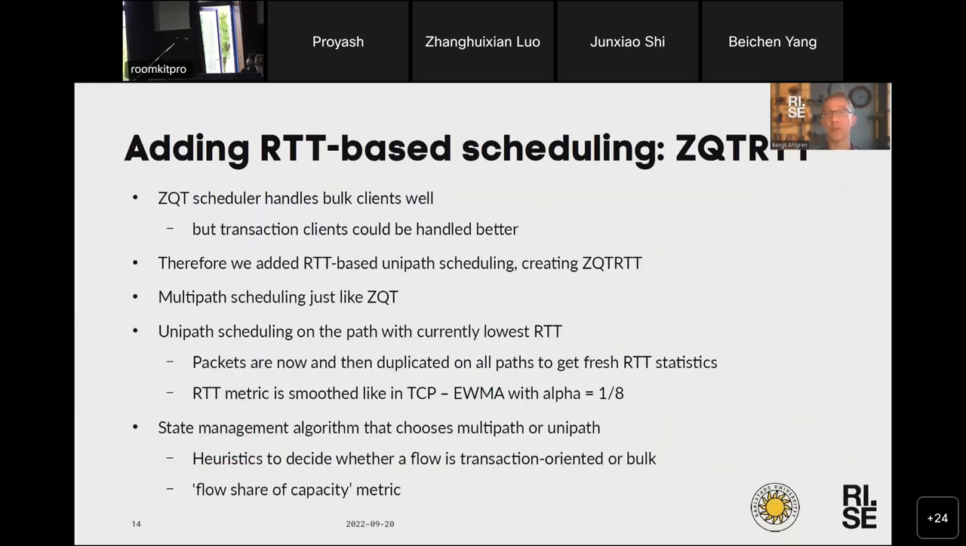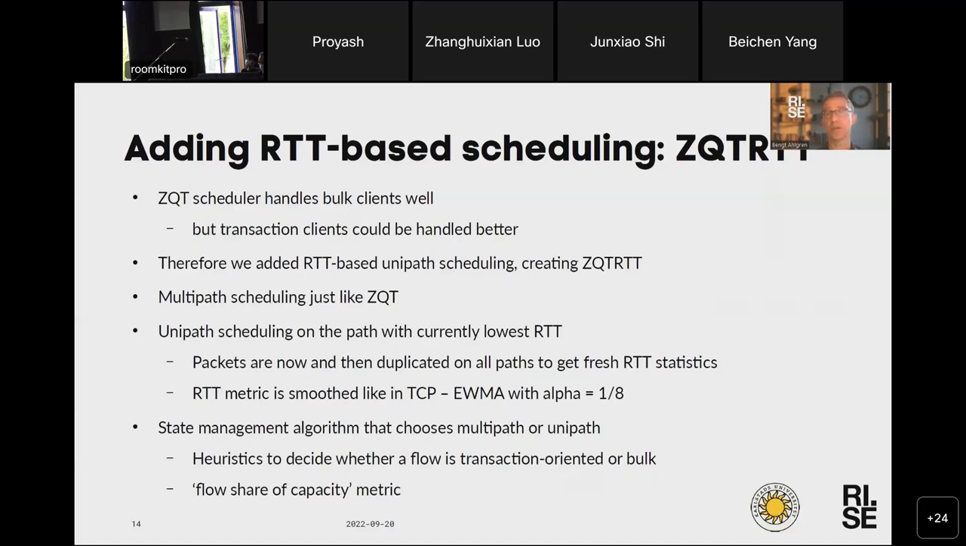We concluded with other experiments. I should also say that the ZQT scheduler handles bulk clients well, but we want to handle transaction clients better. So we added this RTT-based unipath scheduling, creating the ZQT-RTT scheduler. The multipath scheduling is just like ZQT, but the unipath scheduling uses the path with the currently lowest RTT.